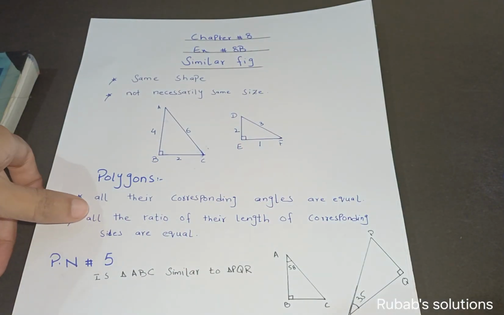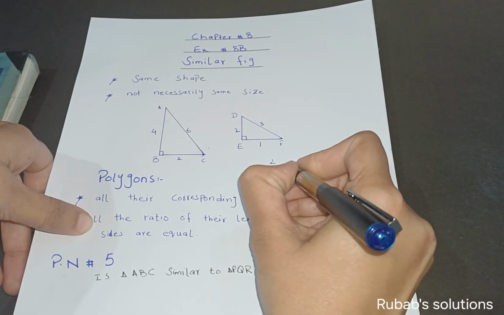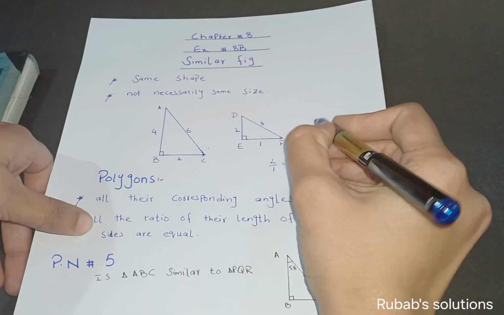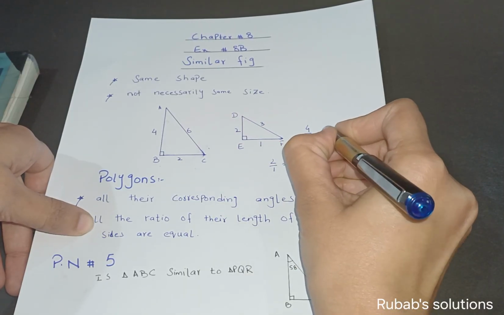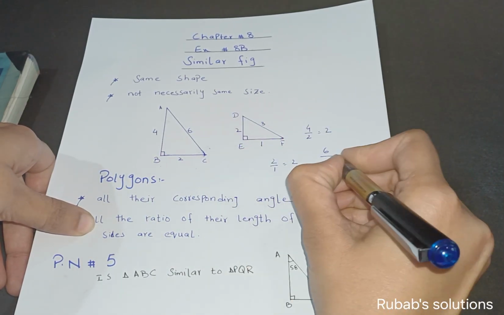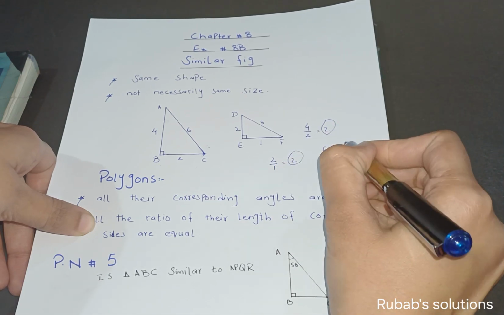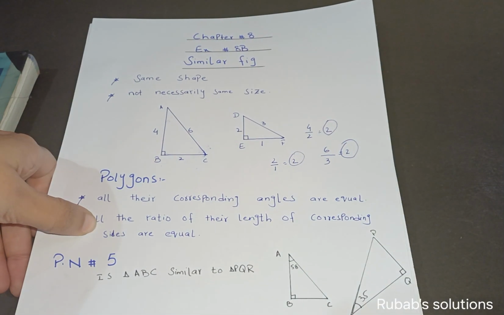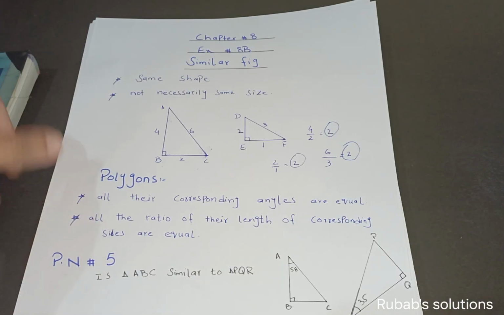Their ratio means, if I divide, the ratio, BC is 2 divided by 1, so the answer is 2. AB is 4, DE is 2, 4 divided by 2, 2. AC is 6 and DF is 3. So the ratio of all the sides is 2, 2 and 2. If it is same, that means common, then we will say that yes, these two figures are similar figures. Now we will solve some practice questions, and then you will understand it clearly.